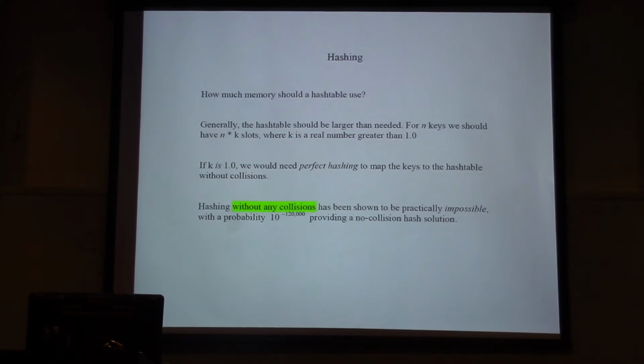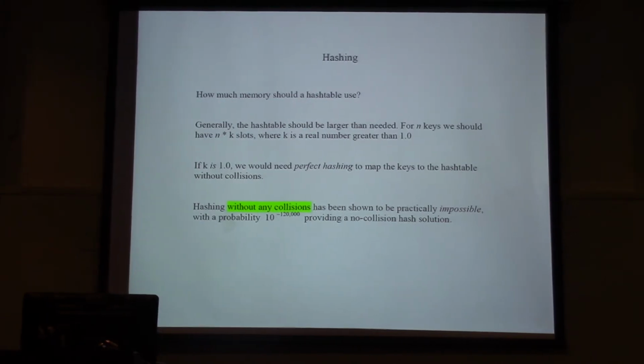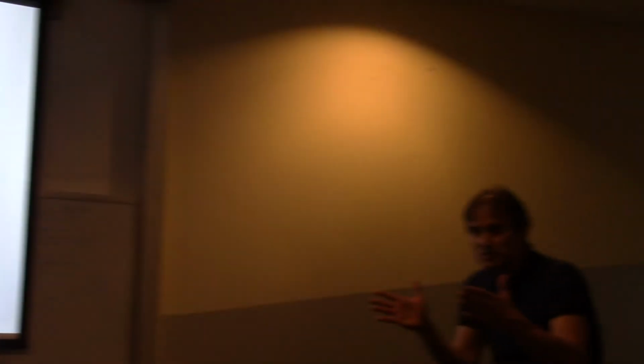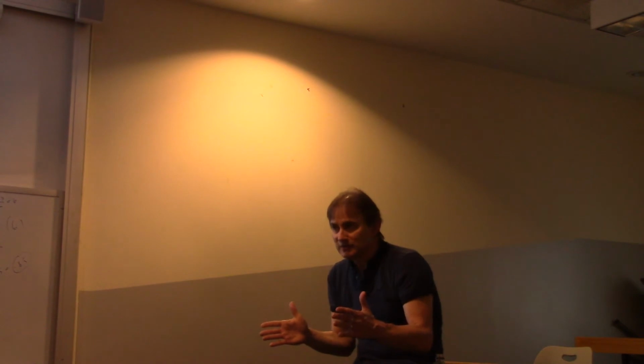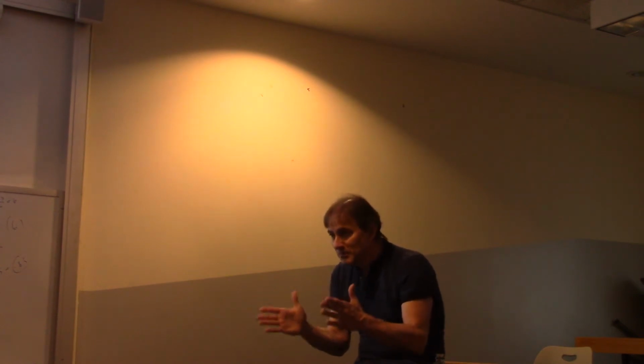How much memory should a hash table use? And when I say how much memory, we're talking about how much more. If you're talking about a hash table with slots, so you've got 100 records, 100 slots. That's the minimum you can have. You can't have less than that, otherwise you can't house all the records. So typically our hash table will have more slots than the minimum.